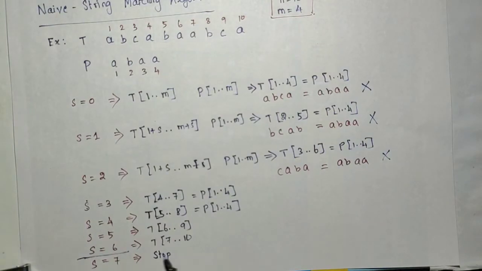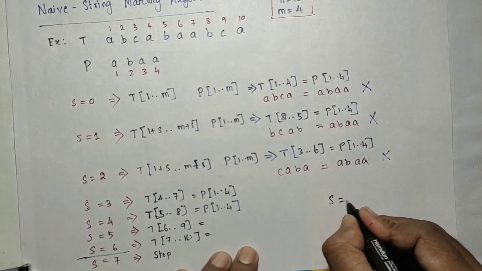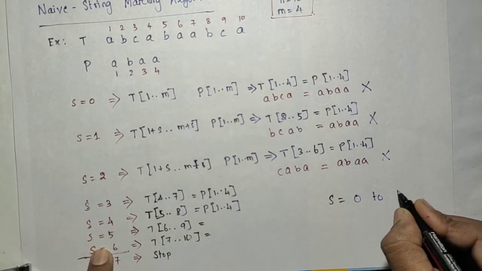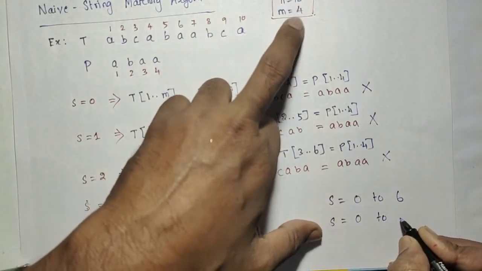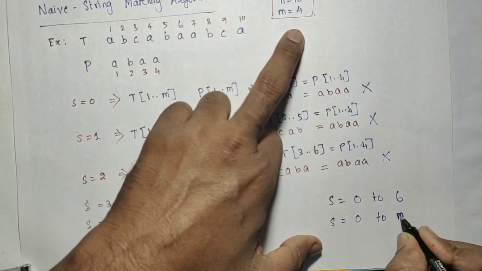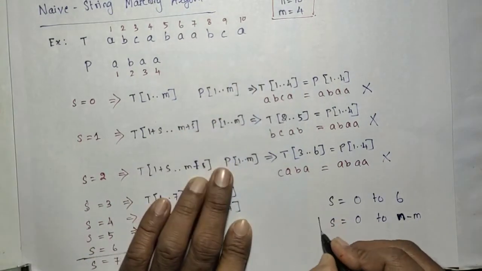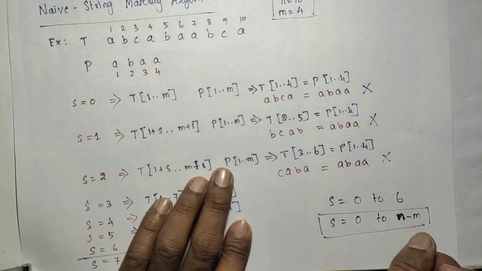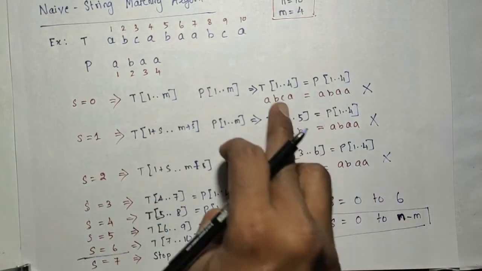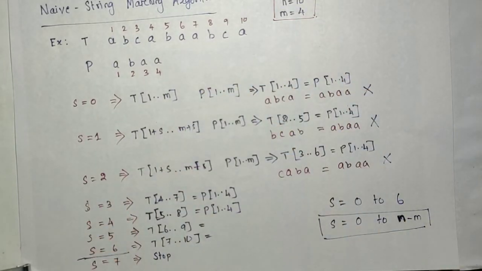So I need to stop up to this. So the iteration is from s equal to 0 to here 6. 6 means s equal to 0 to 10 minus 4. That is n minus m. That is the number of iterations. Iteration starts from 0 to n minus m. In each iteration, we are going to compare these strings. If found, we are going to return. Otherwise we are going to continue.